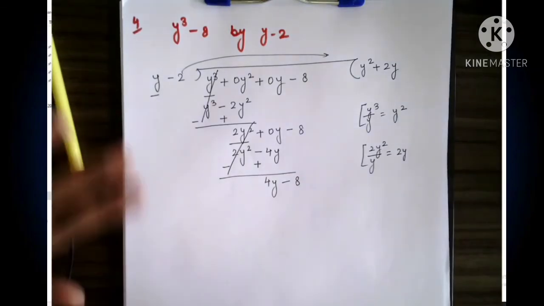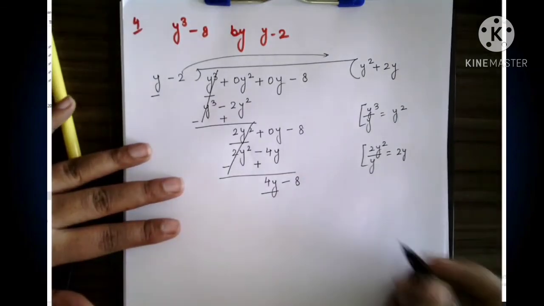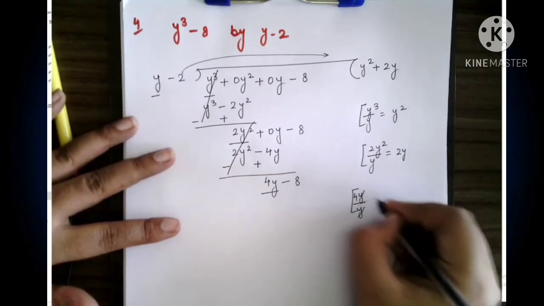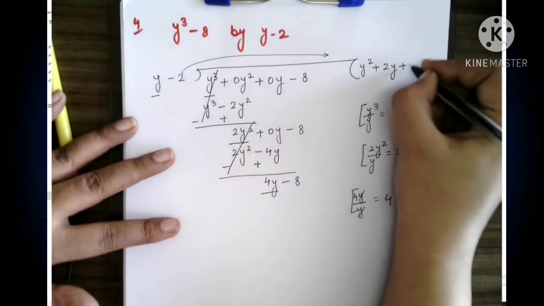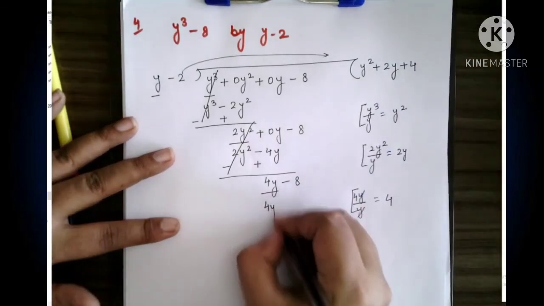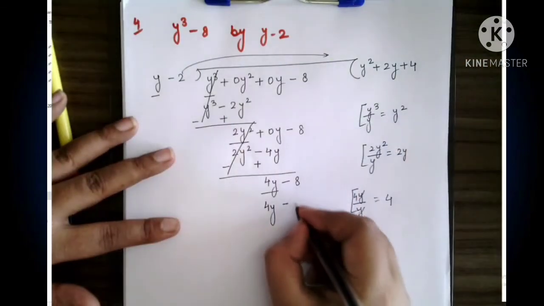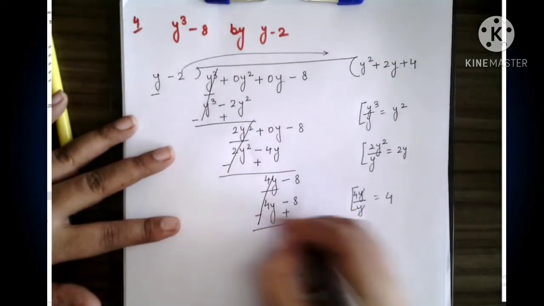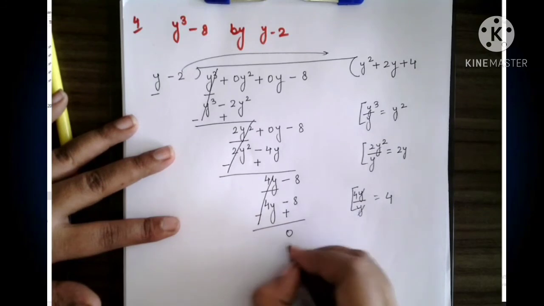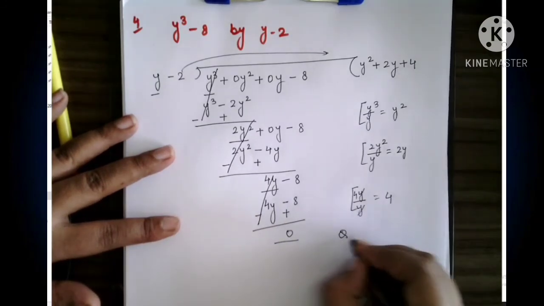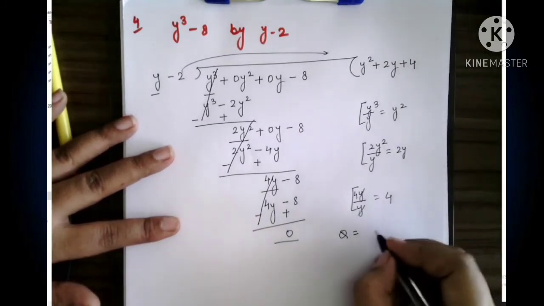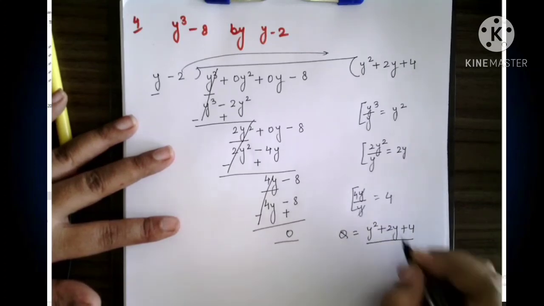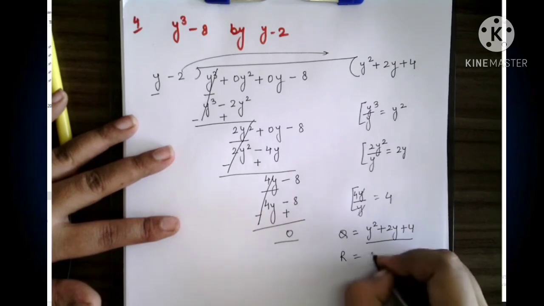Okay, now same again, first term underline, 4y divided by y, term is 4, it is your 4y. Minus 2 multiplied by 4 is minus 8, sign change, plus and minus cancel. Minus 8 plus 8, that is your 0. So again your quotient is y square plus 2y plus 4, and the remainder is equal to 0.